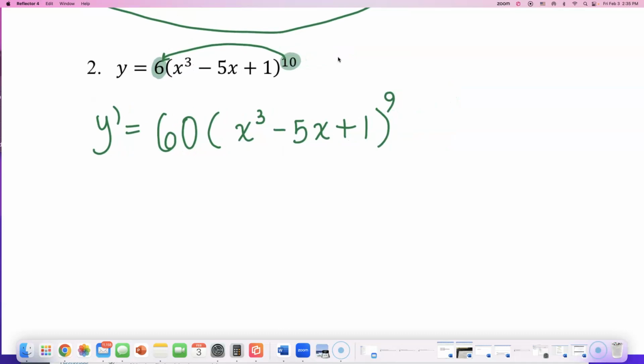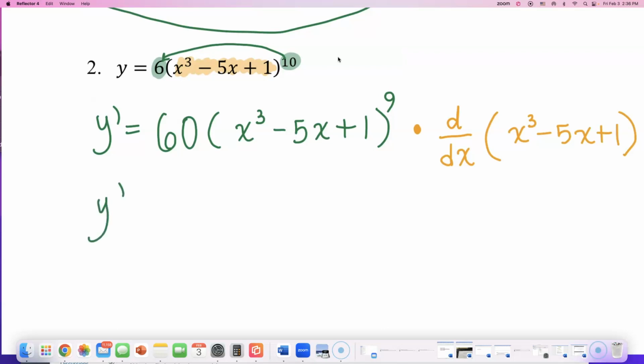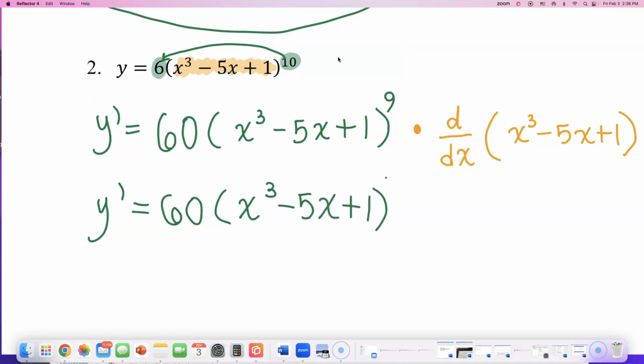Now, we need to multiply this by the derivative of, that's what I'm using this ddx symbol for, the inside part. And you notice the inside part is this trinomial. So say that you're taking the derivative of x cubed minus 5x plus 1. So in my next line, I'm going to copy down the first part exactly the same. I'm not really doing anything to this first part. I'm about to go handle that orange part, okay? All right, let's do this multiplication, this derivative.